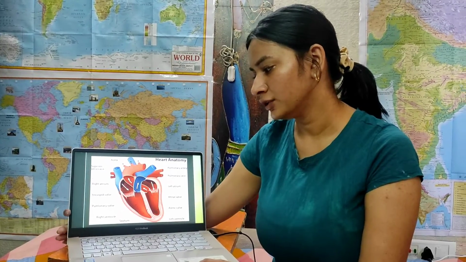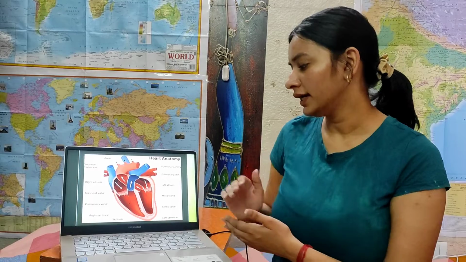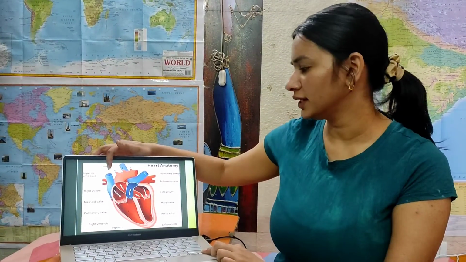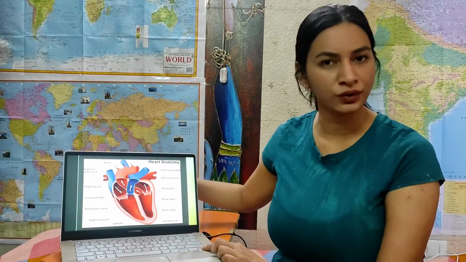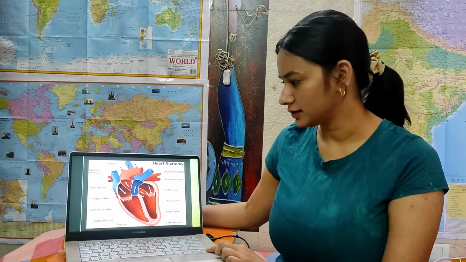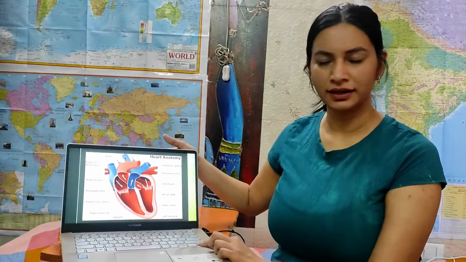Subsequently, these are divided by valves: the right atrium and the right ventricle are divided by a tricuspid valve, and the left atrium and the left ventricle are divided by a bicuspid valve. As you can see in the picture, a lot of arteries and veins are attached to the heart, which carry oxygenated and deoxygenated blood to various tissues and lungs of the body, which will be discussed in the upcoming slides. I hope everything about the heart is clear until now.